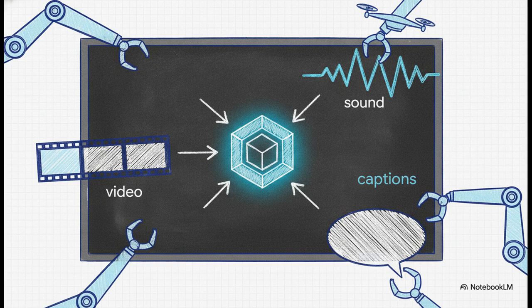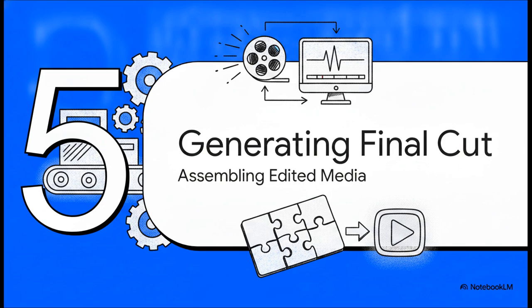This is where captions are perfectly aligned to video frames, keyframes are synced up, transcript segments are matched, and cross-modal data is embedded. It creates this beautifully unified workspace where text, image, and sound are completely synchronized and ready for the agents to use. And finally, Section 5, generating the final cut, assembling the edited artifacts.